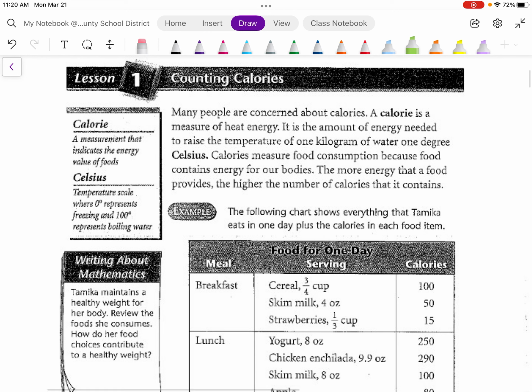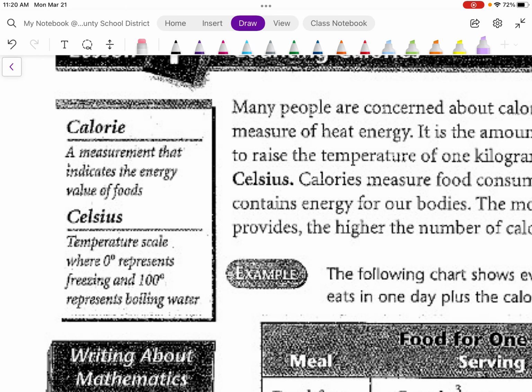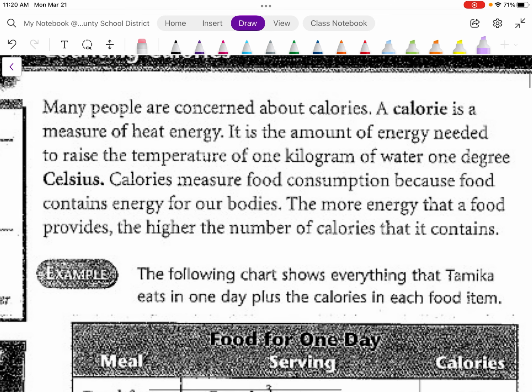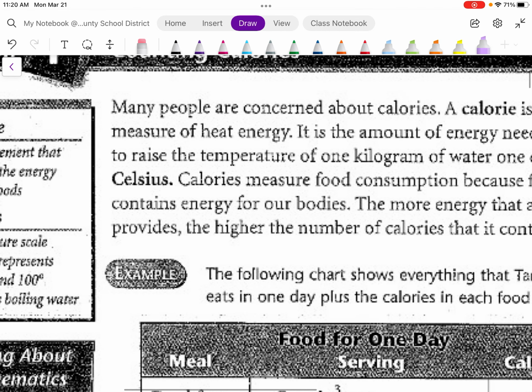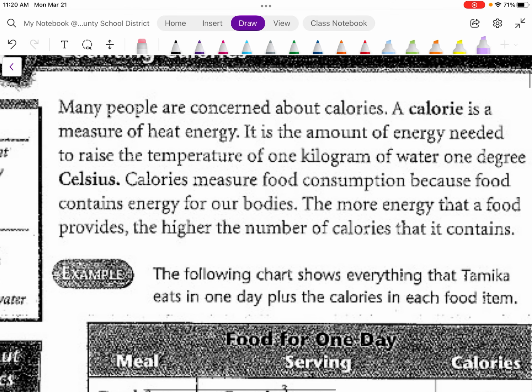So going to the first lesson, it's all about counting calories. So please take a moment to read through this. A calorie is a measurement that indicates the energy value of foods. Celsius is a temperature scale where 0 represents freezing and 100 represents boiling water. We use Fahrenheit, but we've talked about how to go from Fahrenheit to Celsius before.